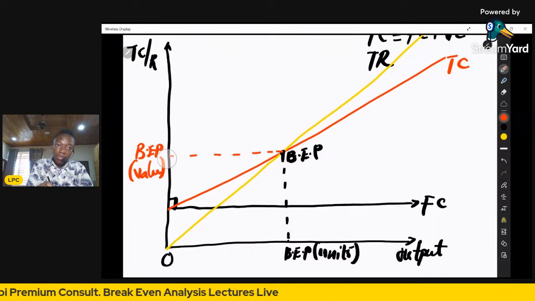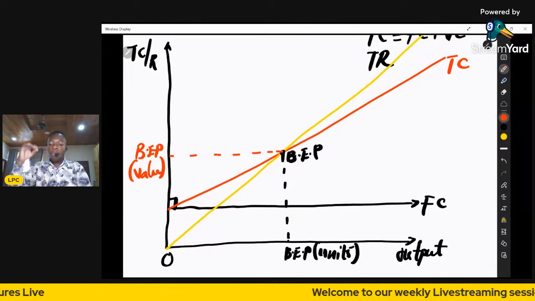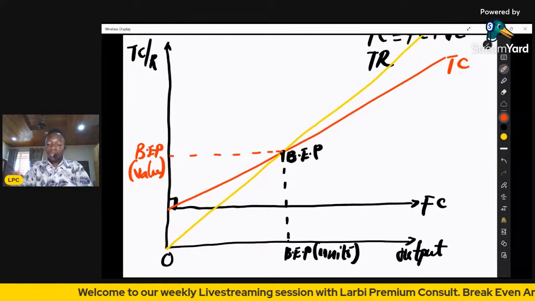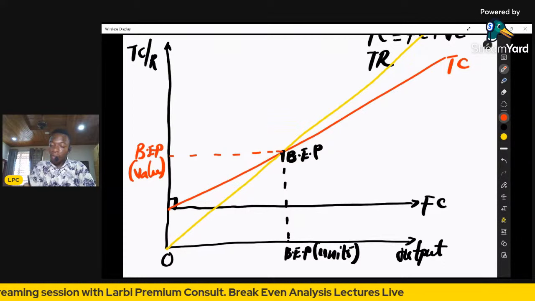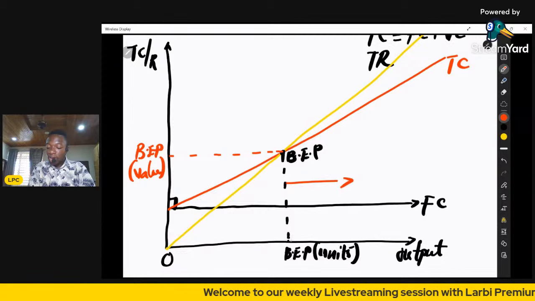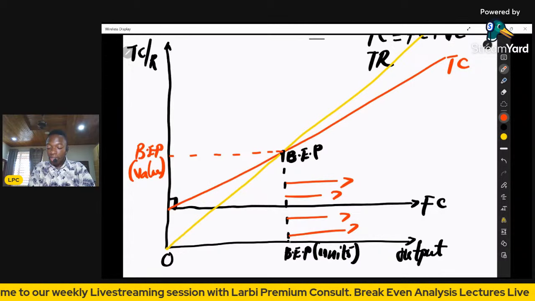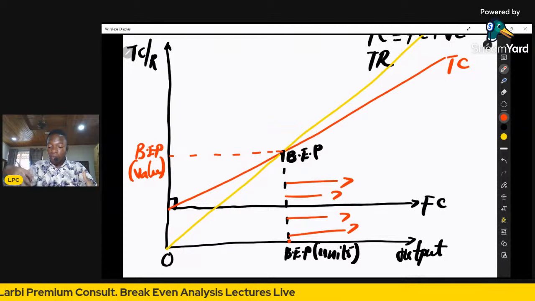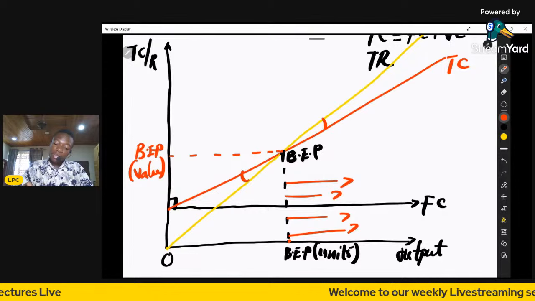So once we know where our break-even point is, then we can take the analysis a bit further. Now, beyond the break-even point, what is happening here? Any unit that we produce above this point, the break-even point, will make what? A profit. Before that, we can clearly see an angle forming here because of these two lines meeting. We call this an angle of incidence.